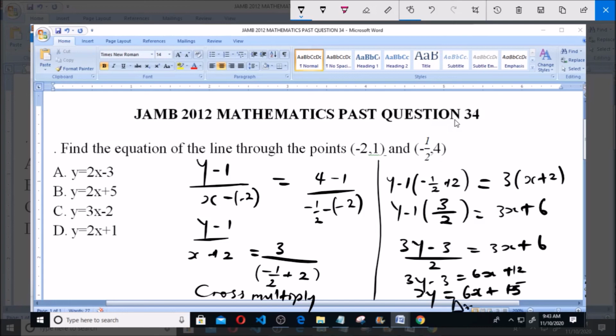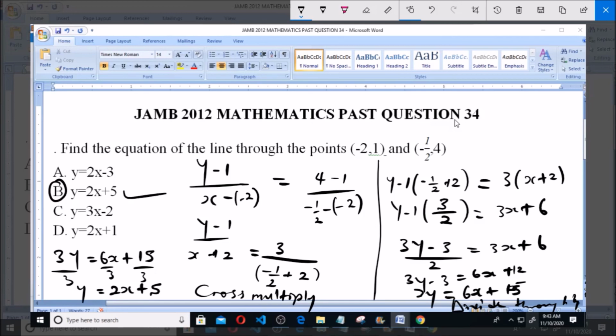Now let's divide through by 3. Now dividing through by 3, we'll have that 3y is equal to 6x plus 15, and dividing through by 3, this will give us y is equal to 2x plus 5, which is what? Option B. y is equal to 2x plus 5. So that is the equation of the line.